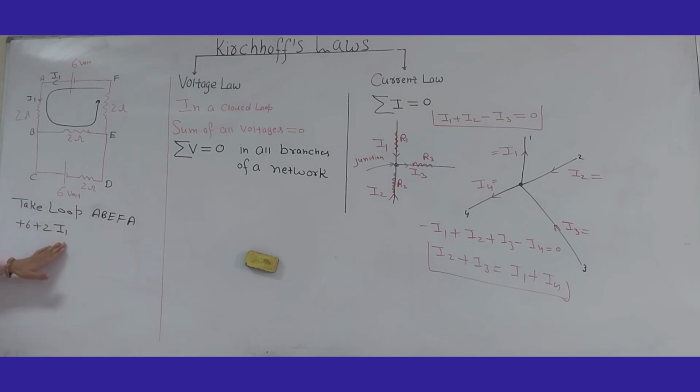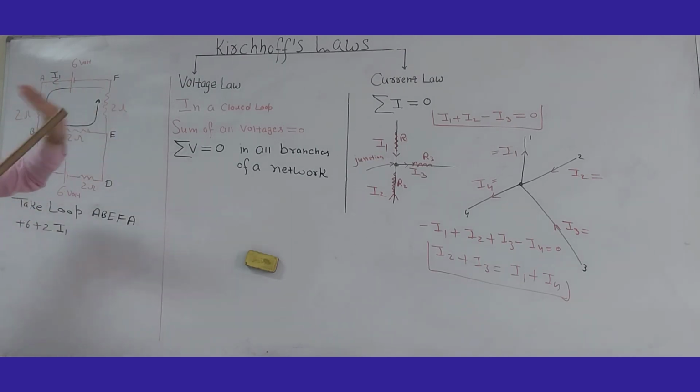So 2I1, okay? Because Kirchhoff's law says that the sum of all the voltages across all the resistors must equal 0. So I will take this plus this plus this plus this is equal to 0, right? So the voltage drop here is 2 times I1, okay?